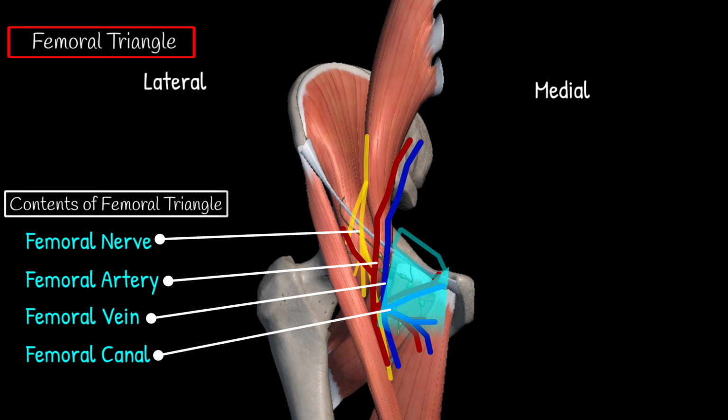To memorize the contents of the femoral triangle from lateral to medial, remember the mnemonic NAVAL. It stands for nerve, artery, vein, empty space, and lymph nodes. To understand the femoral triangle, it is necessary to understand the thigh region. Watch next the muscles of the thigh region.